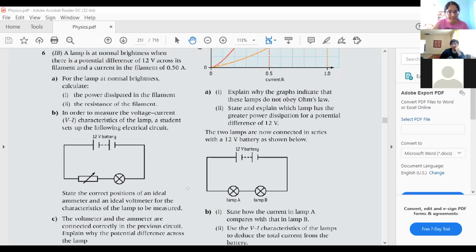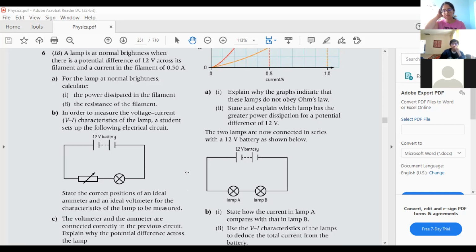Parallel. Yes. Why is there a variable resistor there? Does that serve a specific function? I'm not sure. Okay, let me just see what they did. Oh wait, no. Which question is this? This is number 6, right? 6B. Yeah, that's what they said. Okay, we're right. Ammeter in series, voltmeter in parallel with the lamp.